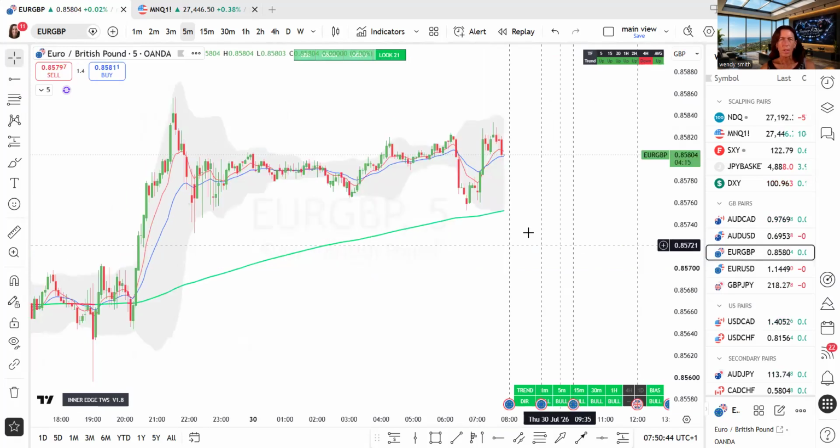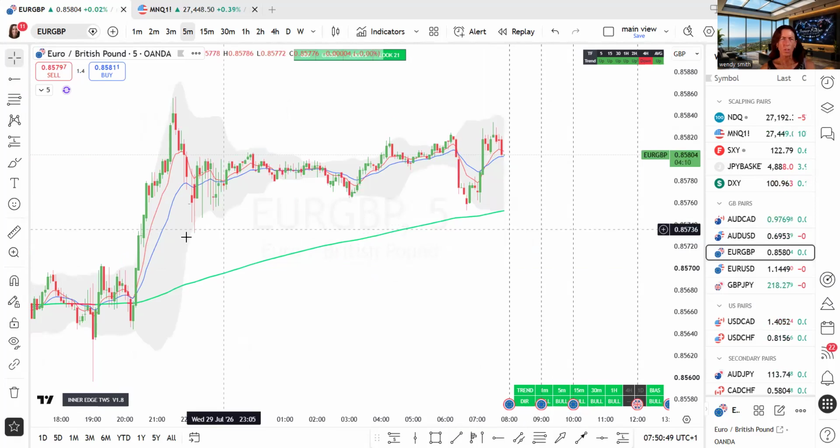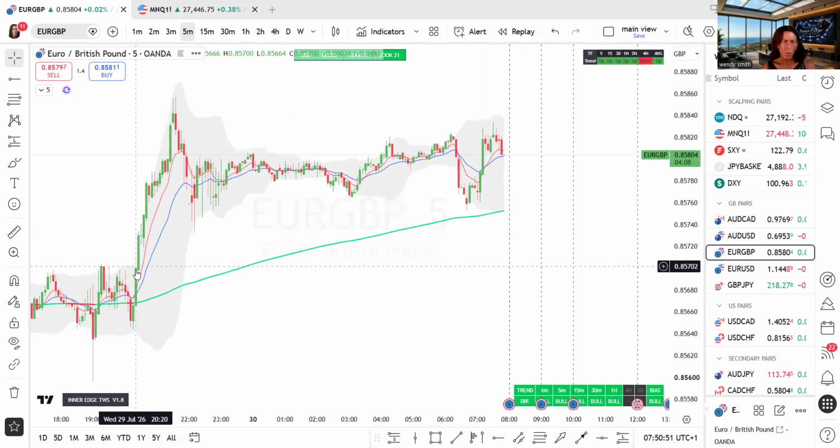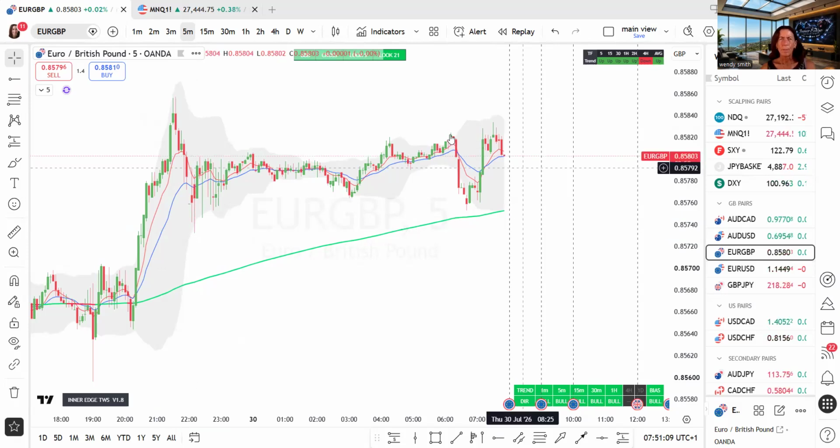Euro GBP. Everything is bullish. What time was all that? It's leading into Asian. That was the Asian Open. What was the Asian Open? That candle was the Asian Open.